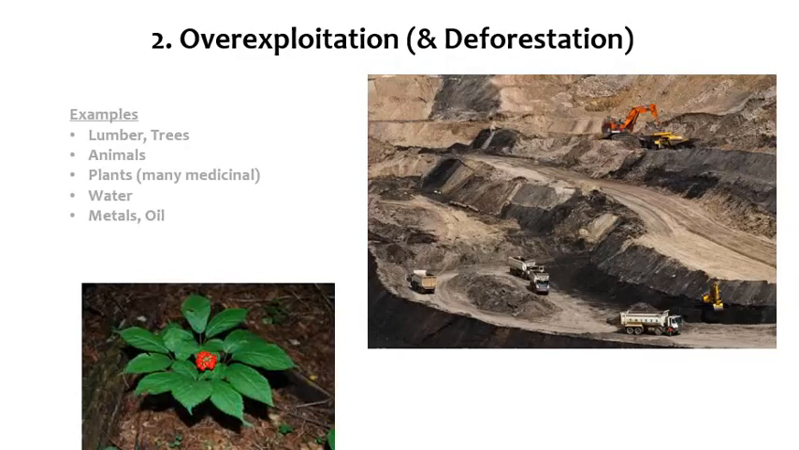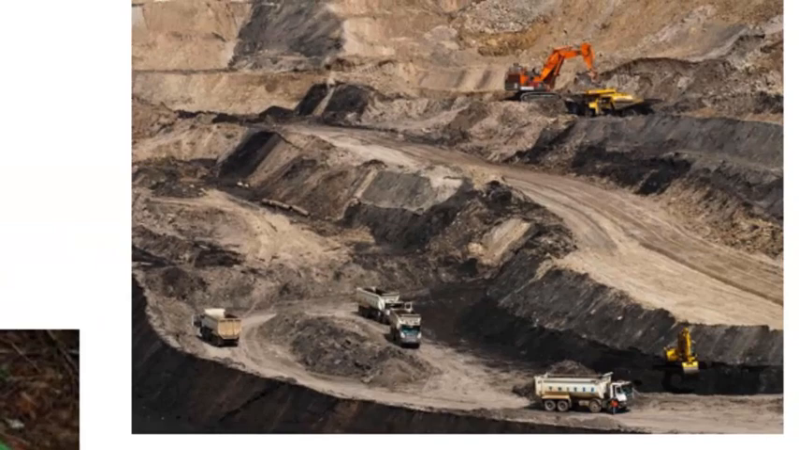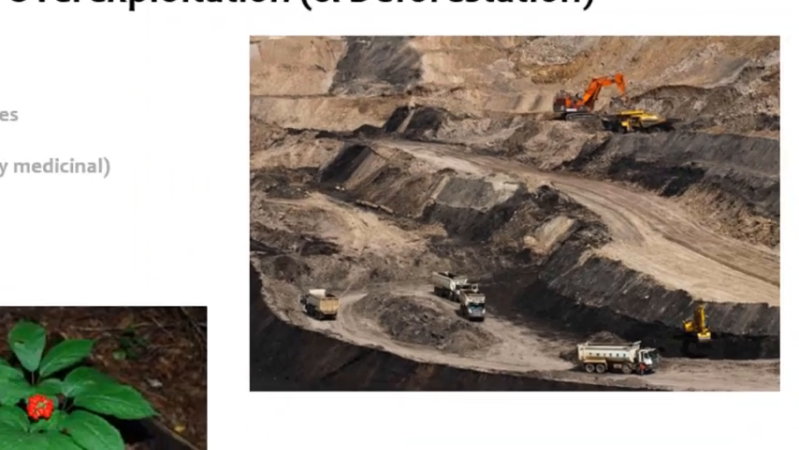Overexploitation is the overuse of natural resources. It occurs when we exploit more of these materials than can be replaced. Examples include lumber or trees. Deforestation is a form of overexploitation. We can overexploit animals, for example, catching more fish than can reproduce and grow in a year. Many plants are overexploited, like ginseng, a medicinal herb that grows in North Carolina. We overexploit fresh water, metals, and fossil fuels as well.